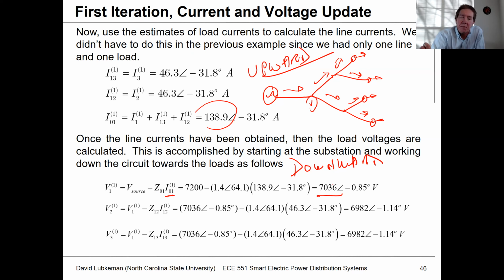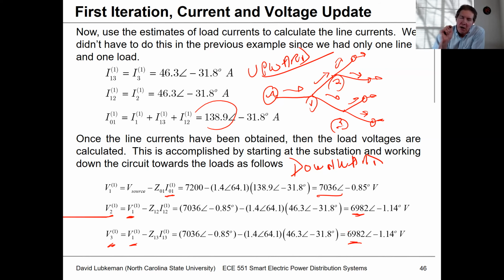And then you would go to the next level down and you would update those voltages. So as part of the downward sweep, once I have V1, then I can calculate V2. Once I have V1, I can calculate V3. And then I use the line currents I just calculated in order to update the voltages at 2 and 3. So V2 is V1 minus Z12 times I12. V3 is V1 minus Z13 times I13. And since this is symmetric, it gives me the same voltages in both cases, 6,982 volts. And this is what I would get for the voltages in my first iteration.